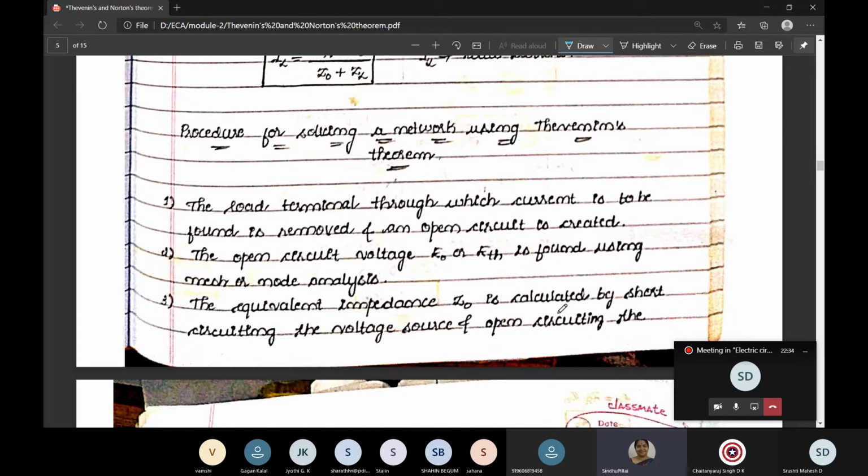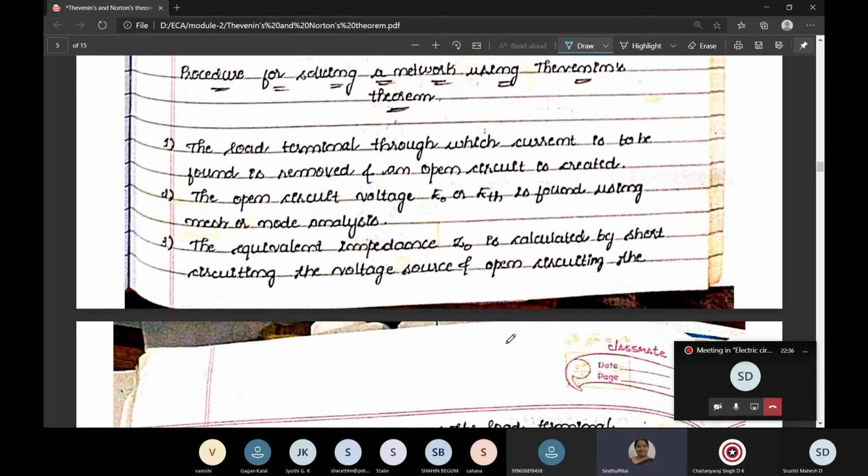Next we'll see the procedure they have written here. What you have to do for Thevenin's theorem: the load terminal through which the current or voltage is to be found is removed and an open circuit is created. That is important. First, the load terminal is removed and an open circuit is created. The open circuit voltage E0 or ETH is found using mesh or node analysis. Okay, you can go with any of the methods, mesh or node, and you have to find this voltage.